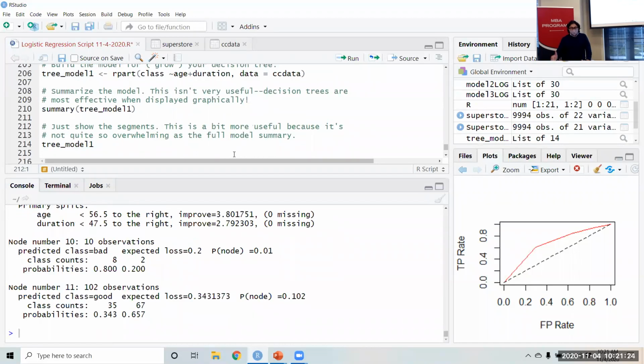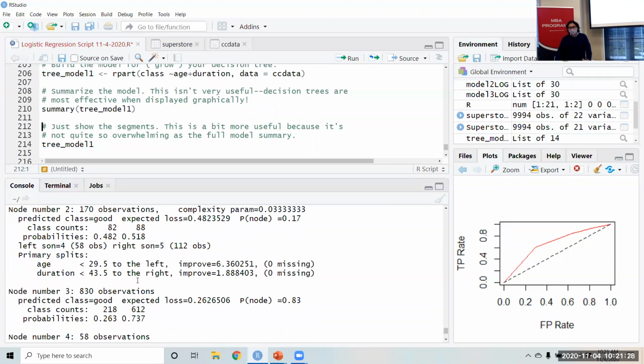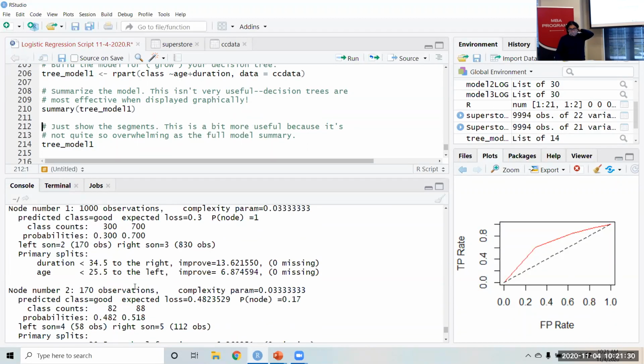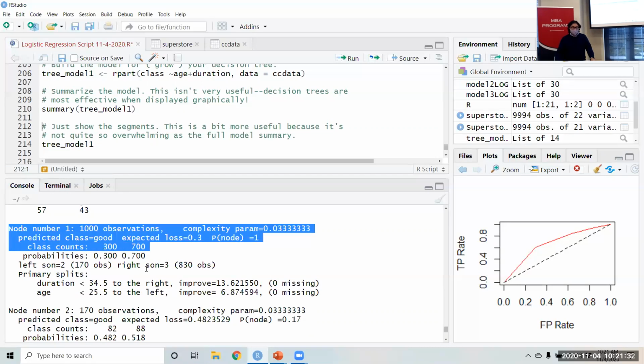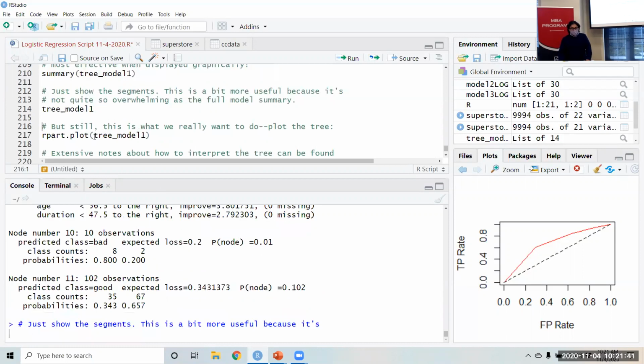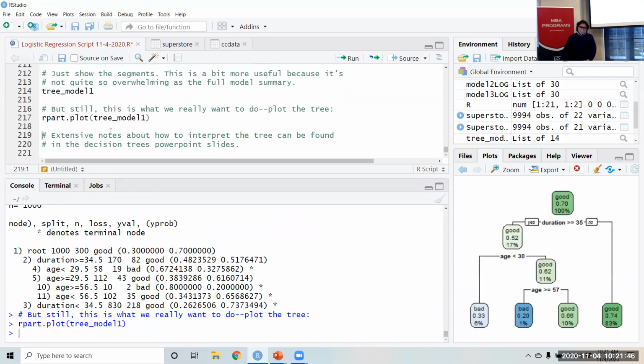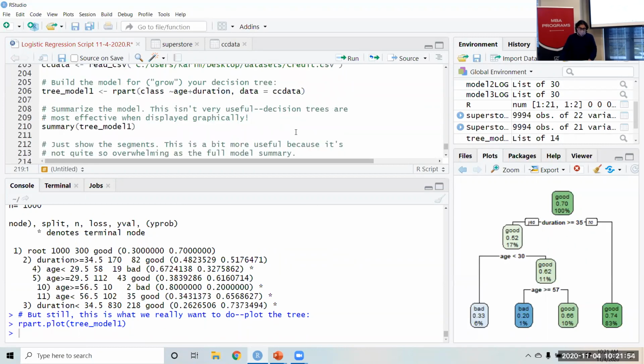So we can look at summary of tree model 1, and that gives us a summary level of statistics. But this isn't very easy to interpret because it's giving us a bunch of information about each node. But these models are useful because they're very visual, right? So instead, what we can do is rpart.plot of our tree model. And once we do that, then we've plotted the model, and this is the model that we used as our example, right? And that is our plot.